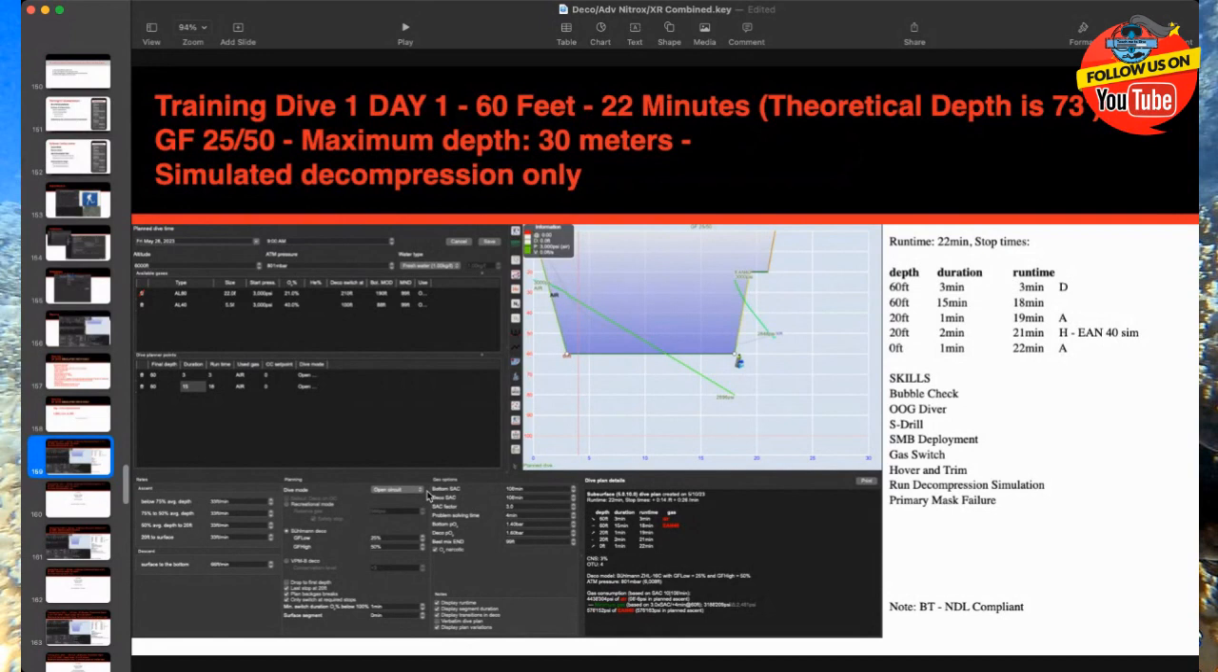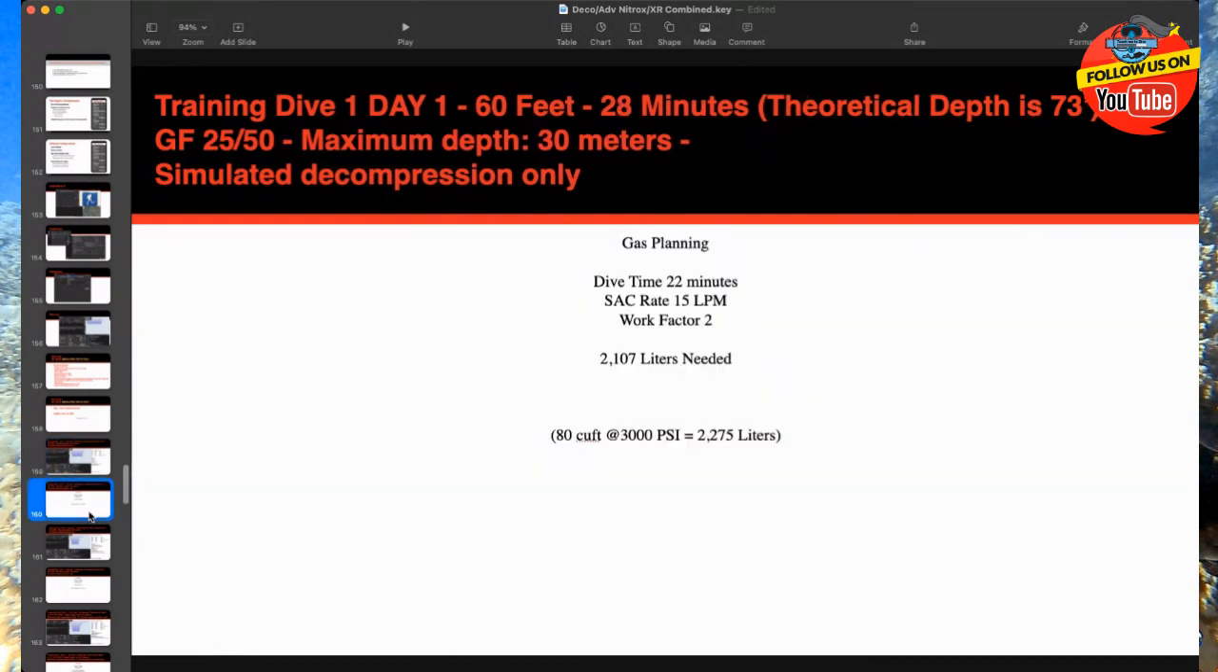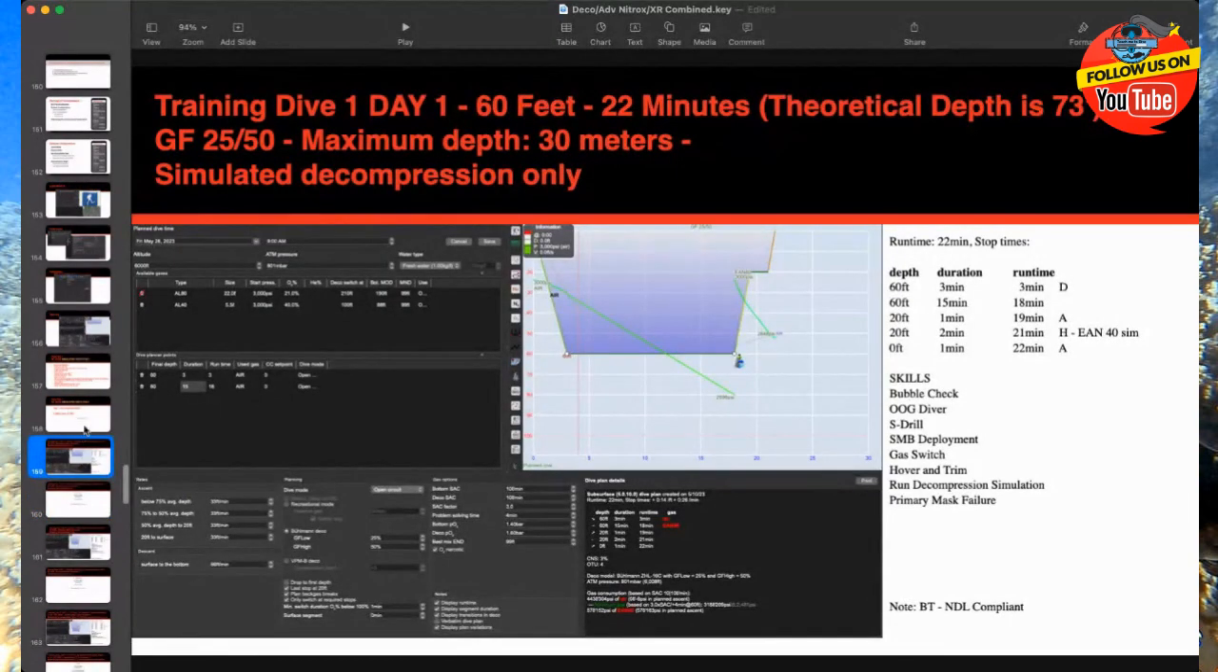So day one dive is going to be 60 feet for 22 minutes. Theoretical depth at that altitude is going to be 73 feet. Maximum depth that we can do is 30 meters. 99 feet is our maximum depth. We're going to go to 60 feet, and we're going to have lots and lots of fun. So what I need you guys to do is get out your little pencils and pens and write this down. 60 feet for 22 minutes with a gradient factor of 25/50. That is going to be dive 1. Can you say that again, Ben? 25/50 is your gradient factor. We're going to do 60 feet for 22 minutes. Dive 1.